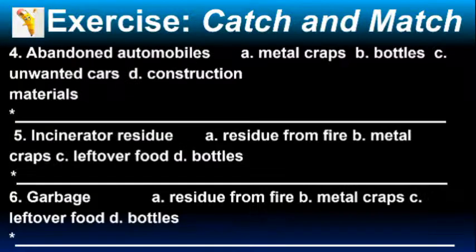Number 4, abandoned automobiles. A, metal scraps? B, bottles? C, unwanted cars? And letter D, construction materials. Number 5, incinerator residue. A, residue from fire. B, metal scraps. C, leftover food. D, bottles. Number 6, garbage. Is it A, residue from fire? B, metal scraps? C, leftover food? Or letter D, bottles?